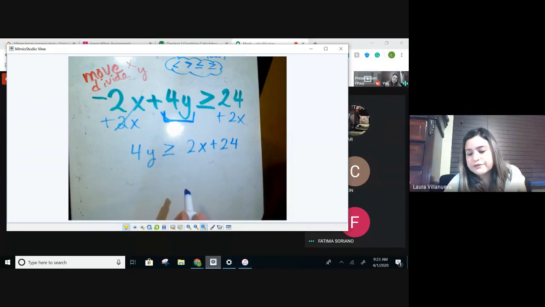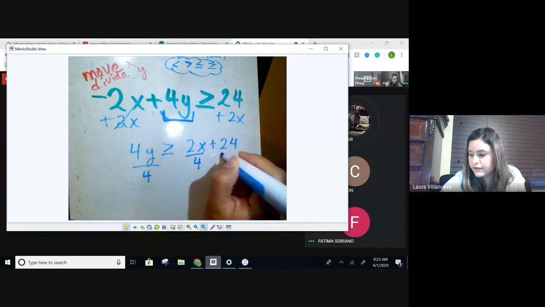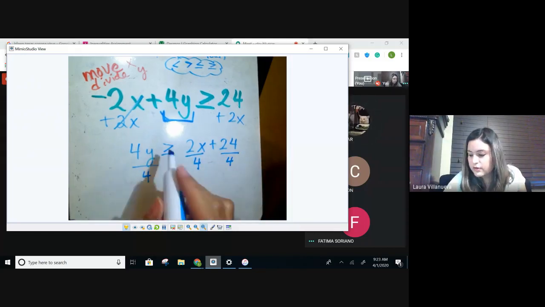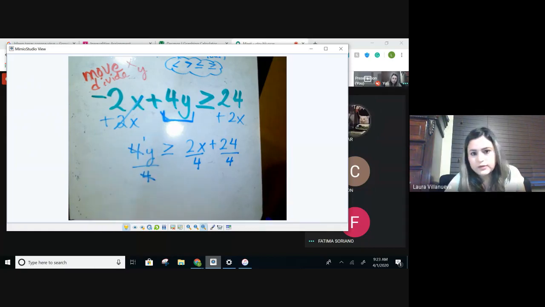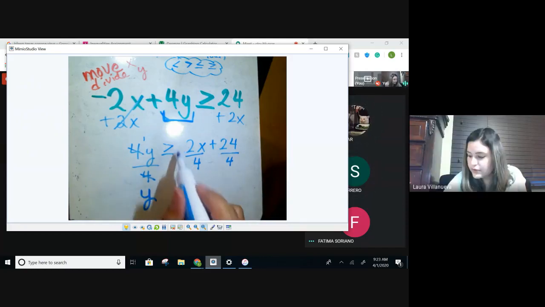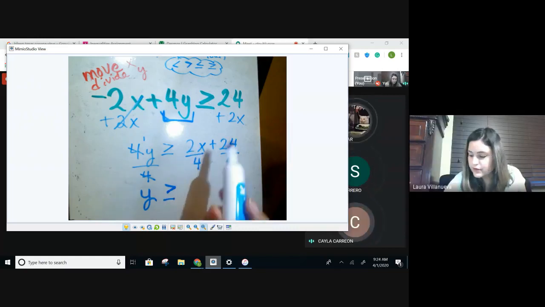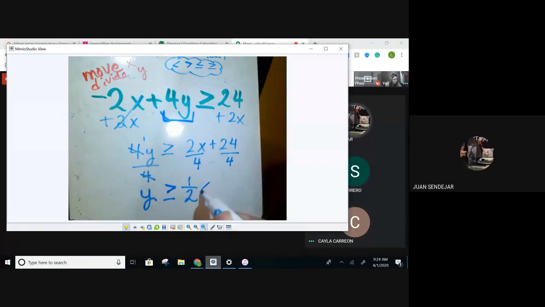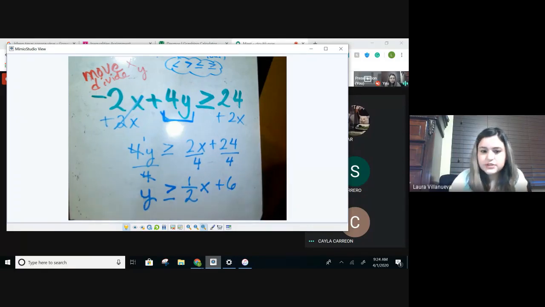And then you are dividing by 4 here. 4 divided by 4 is 1, right? 1y is just y. Greater than or equal to 2 divided by 4, that's 1/2 x. Make sure that you know how to divide these. Plus 6. 24 divided by 4 is 6. Going to graph this, just a little sketch.